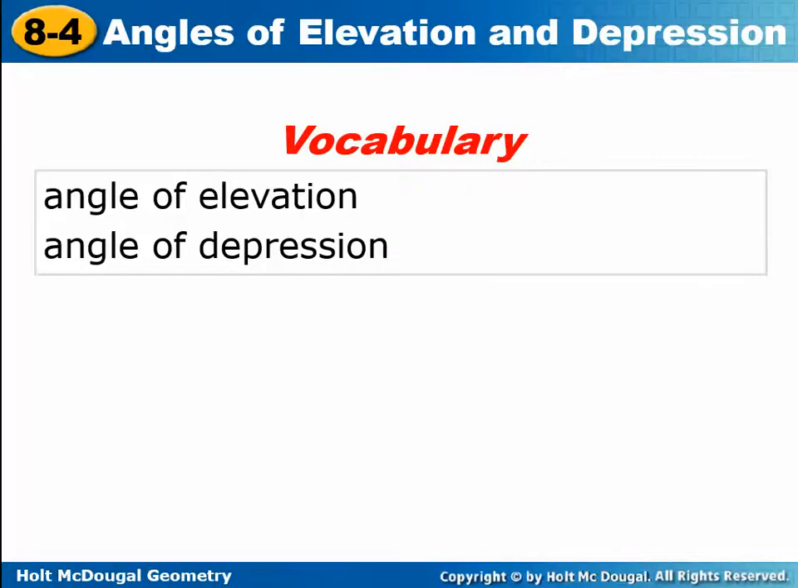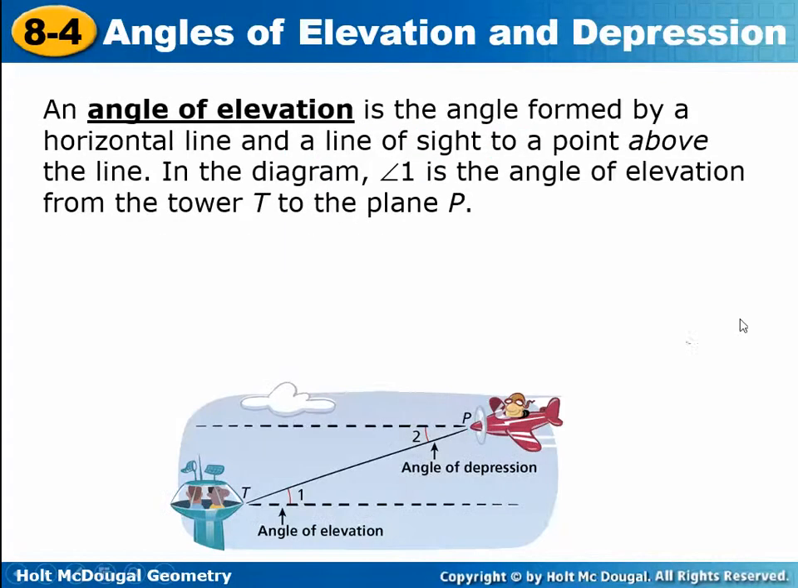So our vocab is angle of elevation and angle of depression. We'll start with angle of elevation. It is the angle formed by a horizontal line straight across, right to left, and a line of sight to a point above the line. So this guy in the air traffic controller booth is looking, and this is a horizontal line from, I guess, his face, and he is looking up at the airplane. Angle one is the angle of elevation.